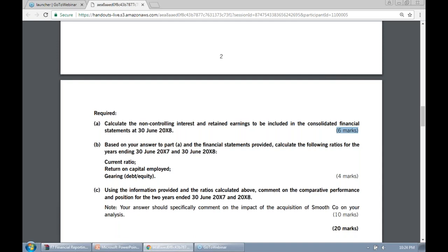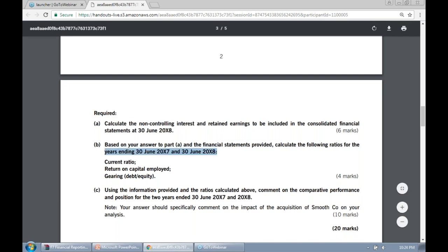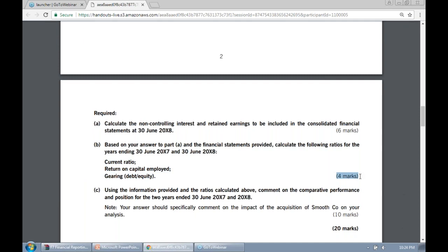Based on your answer in A and the financial statements provided, calculate the ratios for the year ended 30th June 2007 and 2008. So this is the portion where you are required to calculate only three ratios, for 2007 and 2008. This will give you 4 marks. But these 4 marks should be gained in a maximum of 6 minutes. You should not invest too much time on this portion.